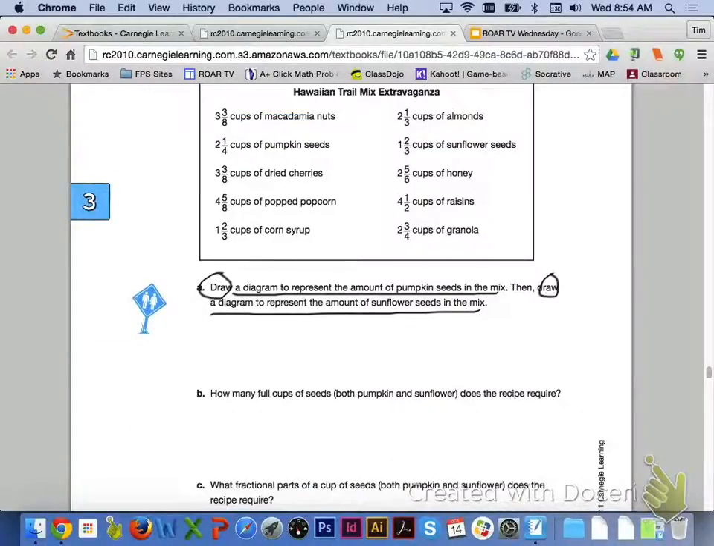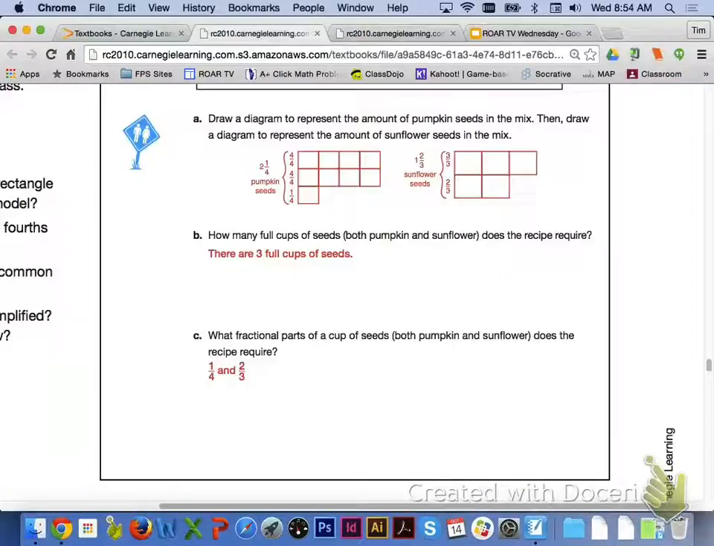To get started today, I would like you to do letters A, B, and C for number 1 about the Hawaiian Trail Mix Extravaganza. For letter A, here is an example of what your diagrams could have looked like. Everyone's diagram may have looked a little different, and that's fine, as long as you had 2 1/4 represented for the pumpkin seeds and 1 2/3 represented for the sunflower seeds.